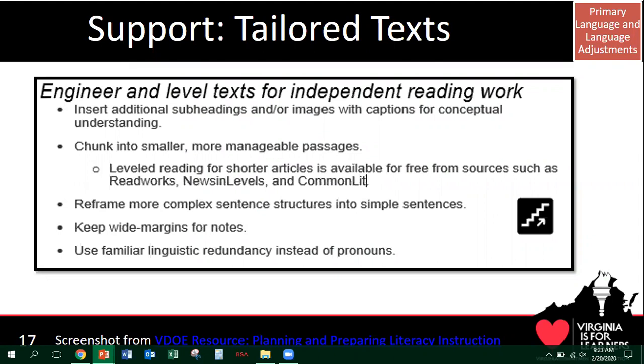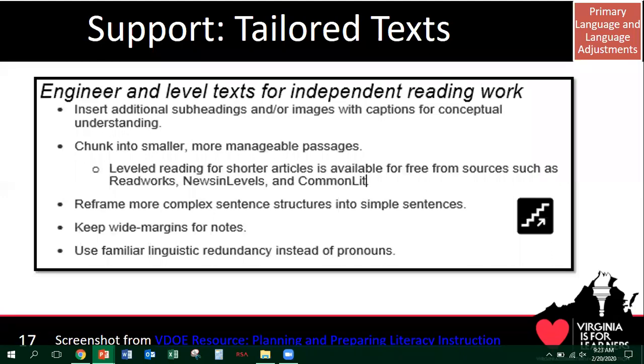We can chunk them into smaller or more manageable passages. There are some free resources, depending on the topic that you are reading about, that already level certain texts based on Lexile level or readability. When texts are very complex, if it's possible to make those sentences into more simple sentences, there are different ways, as listed here, to adapt and tailor text to student reading level.